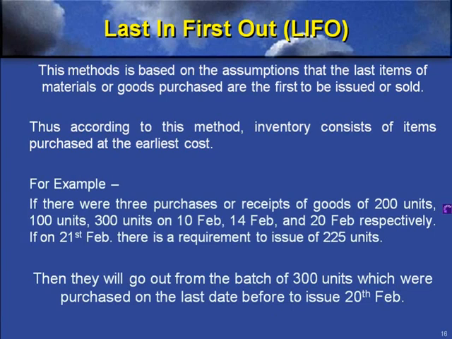So this is a very different answer from the FIFO method. In FIFO we first issued from the 200 units, then we issued the rest from the 100 units. But here we are taking the last batch, because this method assumes what we received last will go out first. And in this method, in store we will keep the units as follows: first the 75 units from the 300 batch, then 100 units, then 200 units in the store.